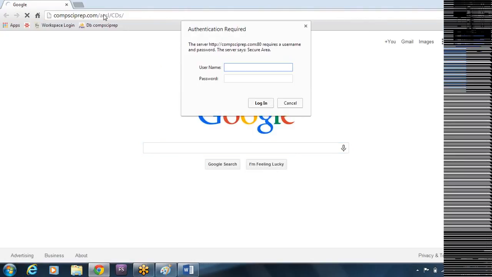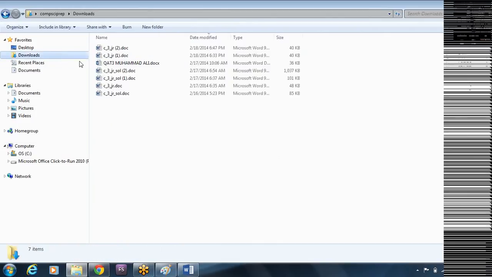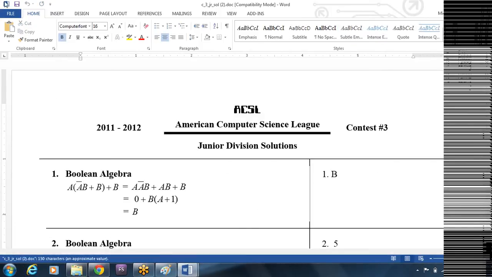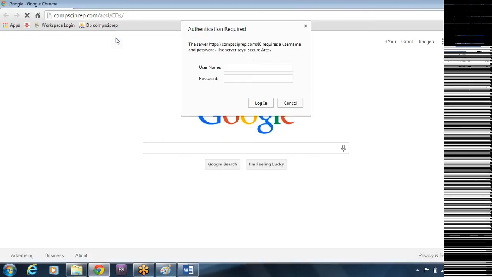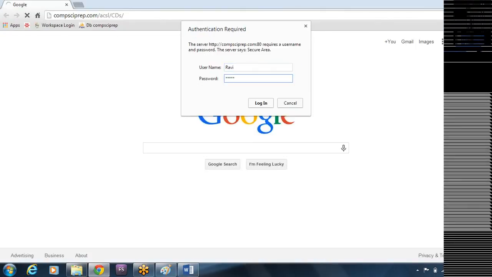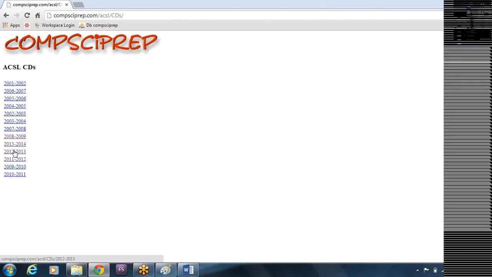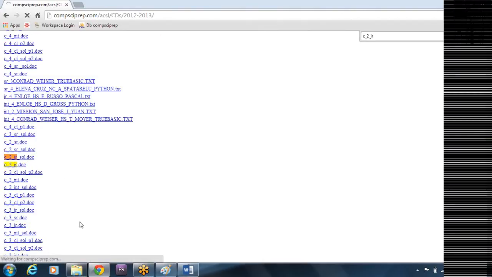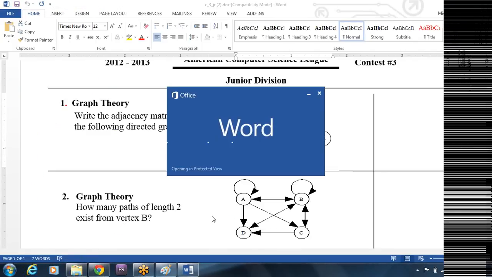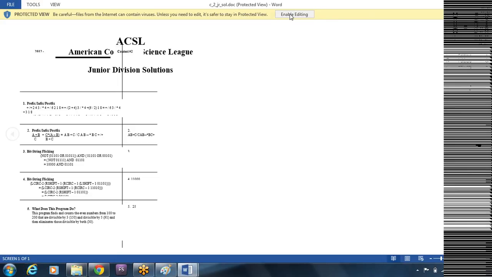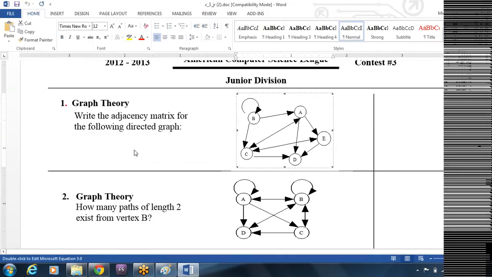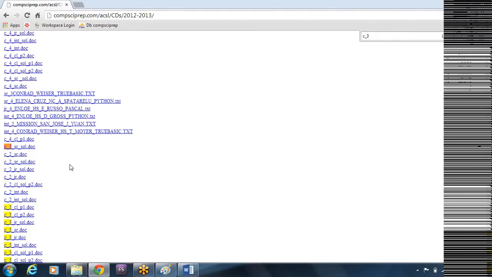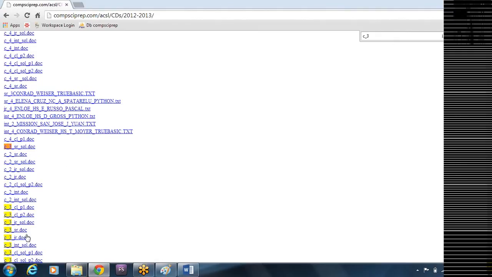Okay, so let me quickly grab that. Let me see if I have it in my downloaded files. Yeah, I think I downloaded this. So let's see if it is the same thing. No, it is 2011. So let me close that and let me go to the website and select that and open that. Oh, I got used to seeing contest 2. I should search for contest 3. C3 juniors solution.